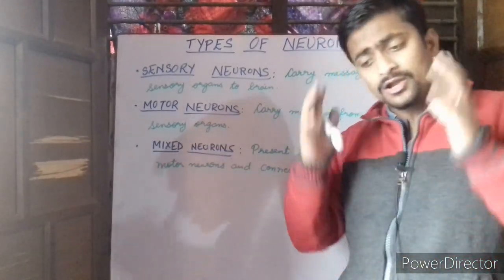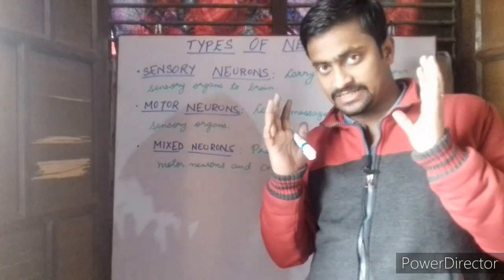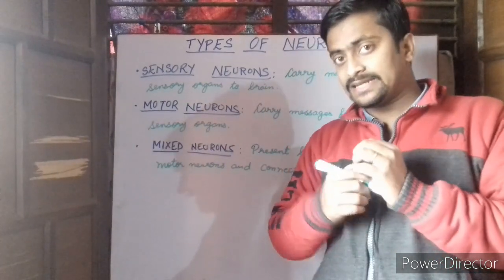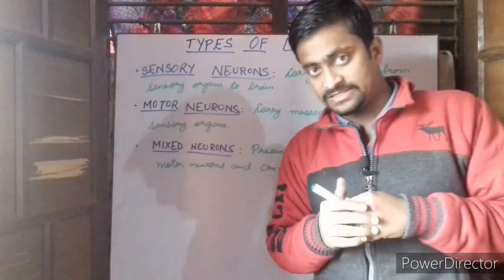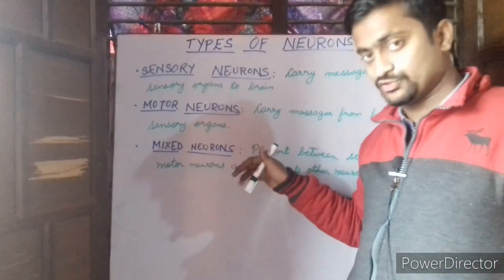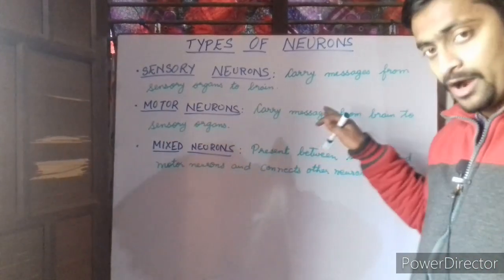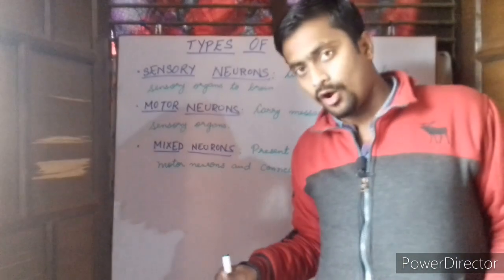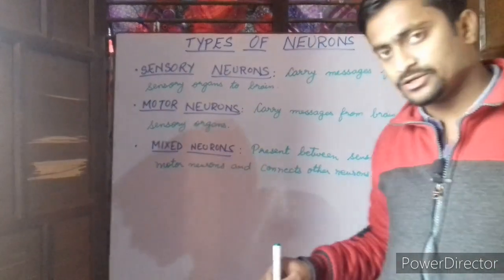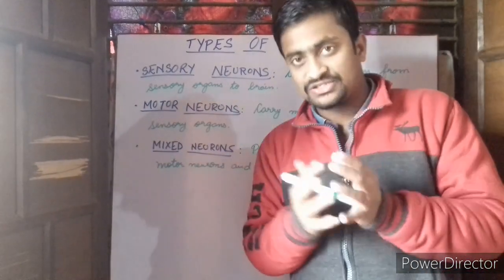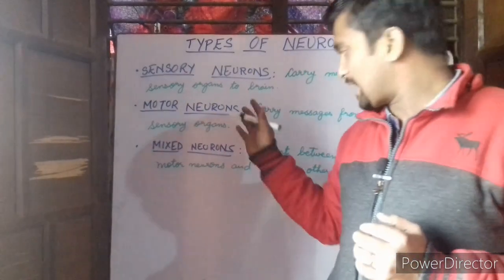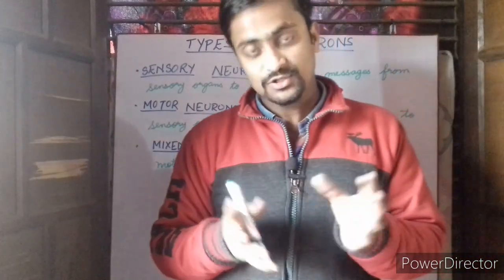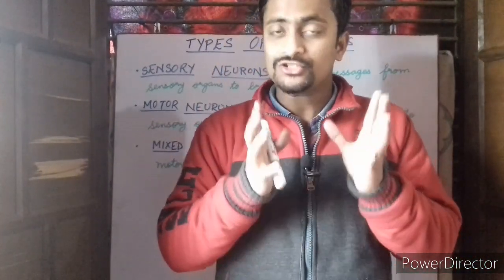Okay, now at the brain side, the message is processed, and the brain sends back the command. This command is again sent in the form of electrical impulses with the help of motor neurons. So the motor neurons carry the command or the electrical impulse or the message of the brain from the brain to the sensory organs. Now the last one is the mixed neurons. These mixed neurons are present between the sensory neurons and the motor neurons and also help in connecting the other neurons. So this was all about the neurons or the nerve cells.